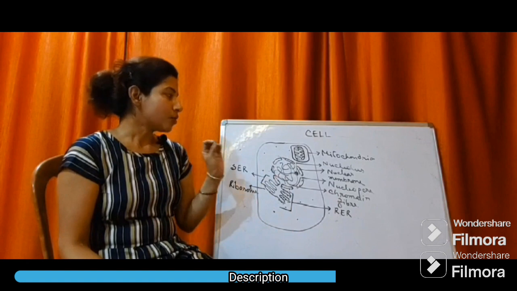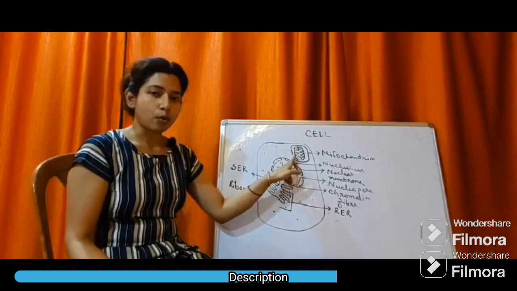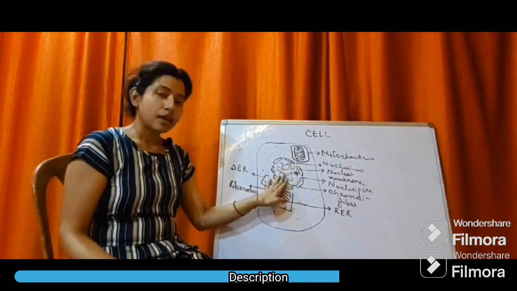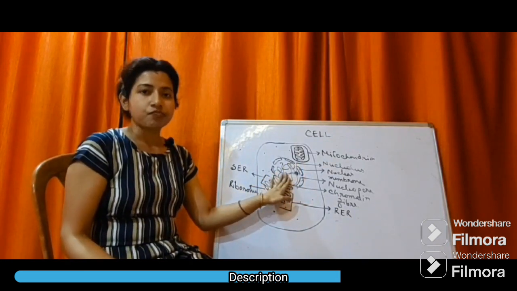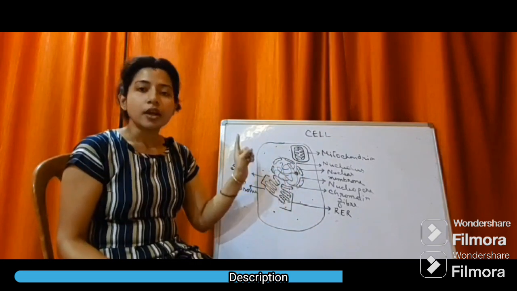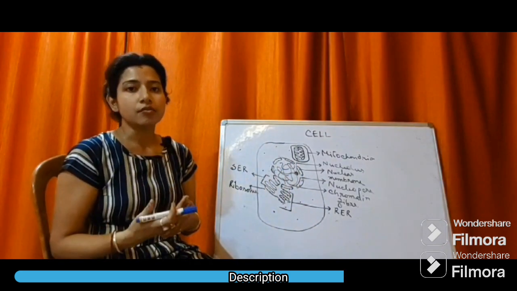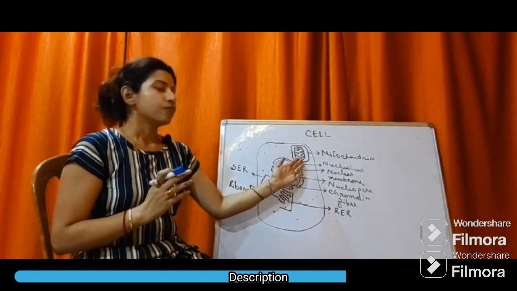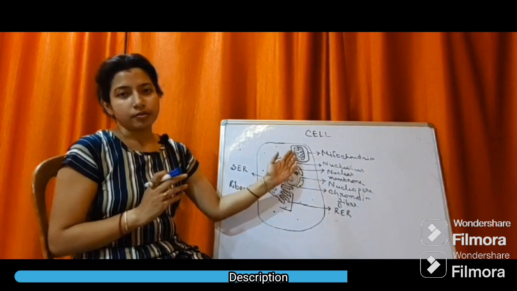Another important feature about mitochondria is that it has its own DNA and own ribosome. Mark the point, mitochondria has its own DNA and own ribosome. This DNA is different than nuclear DNA. As mitochondria has its own DNA, it can synthesize itself whenever the cell requires. That's why it is called an autonomous organelle.